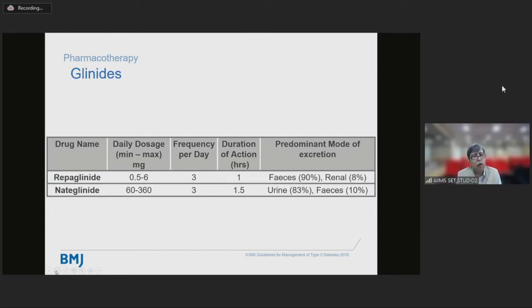The glinides are short-acting. They're also insulin secretagogues, and therefore it makes no sense to combine a sulfonylurea with a glinide.